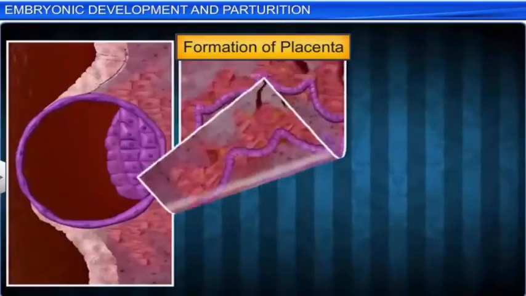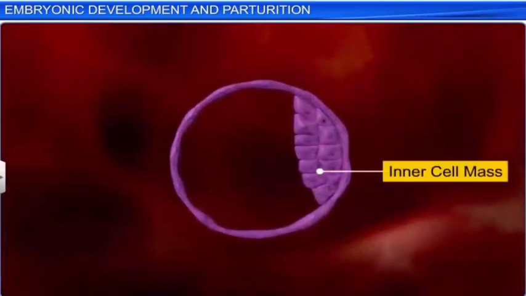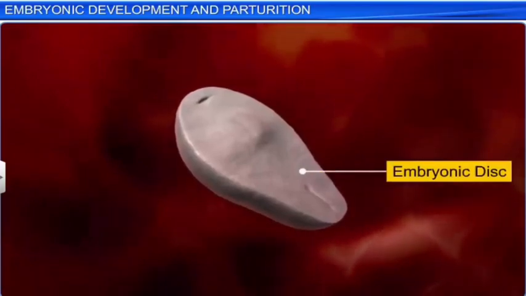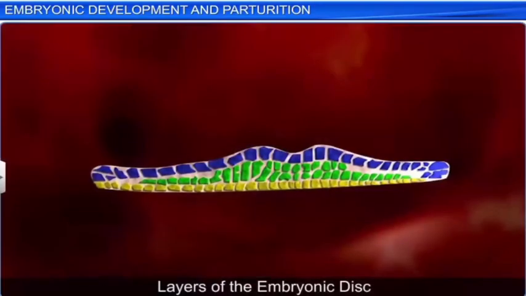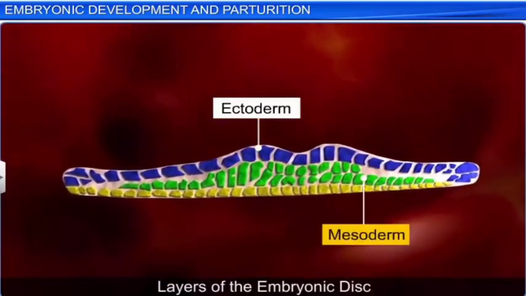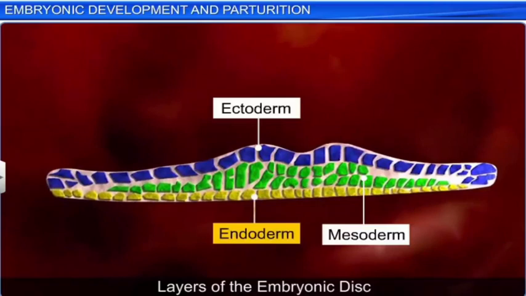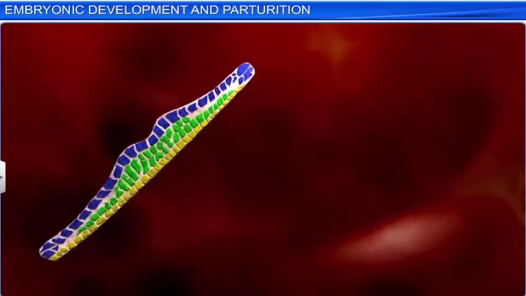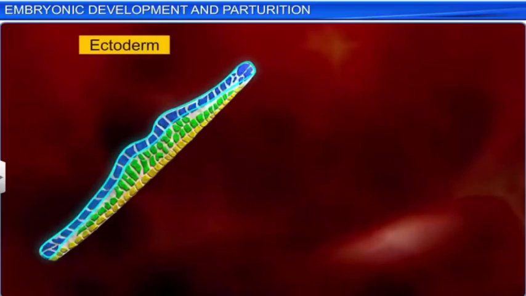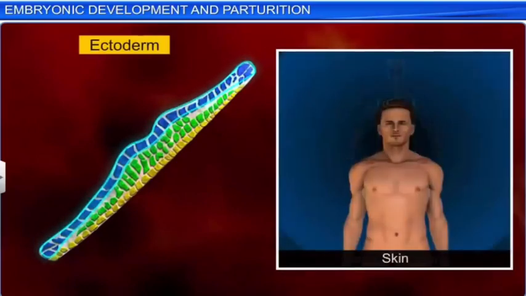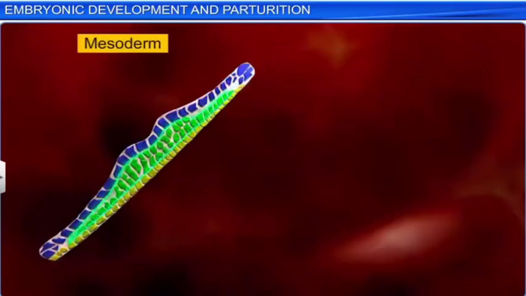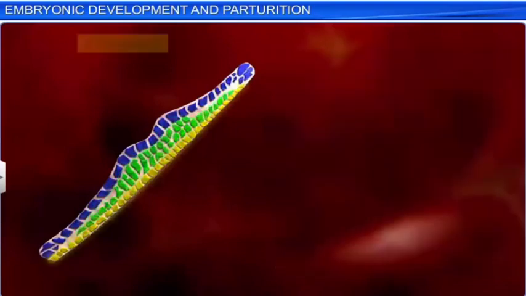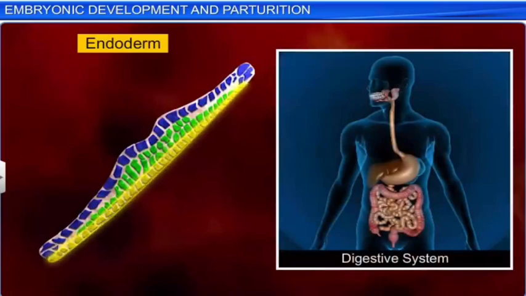Interestingly, when the placenta begins to form, the inner cell mass moves downwards and differentiates to form an embryonic disc consisting of 3 germ layers: the outer ectoderm, middle mesoderm, and inner endoderm. The term germ layer indicates that each of the layers gives rise to tissues. The ectoderm, for instance, gives rise to the nervous system and the skin, whereas the mesoderm develops into muscles and organs such as the heart and kidneys, while the endoderm gives rise to the entire digestive system.